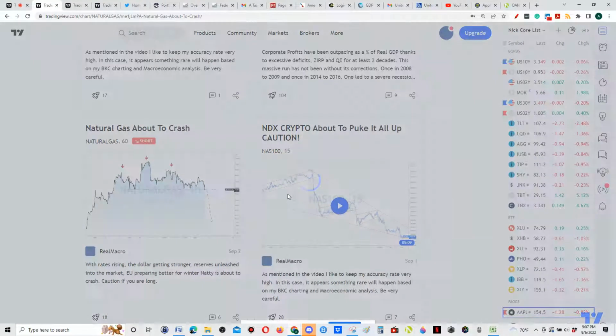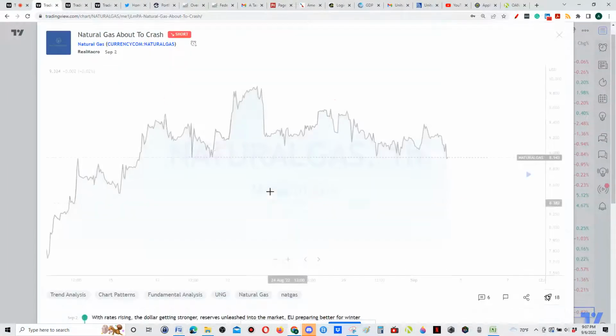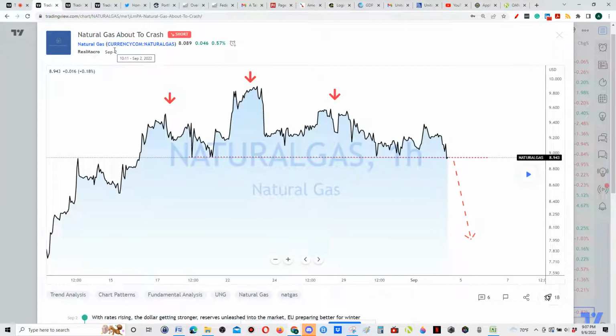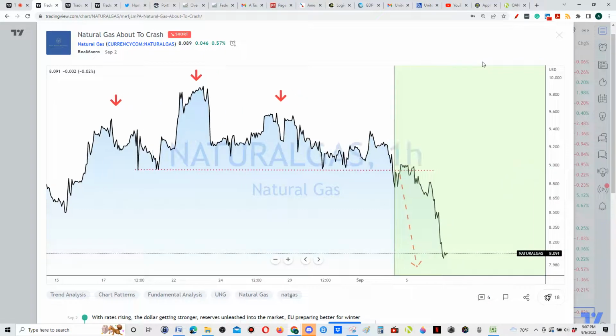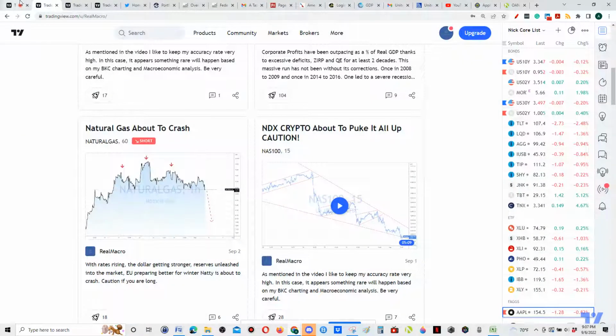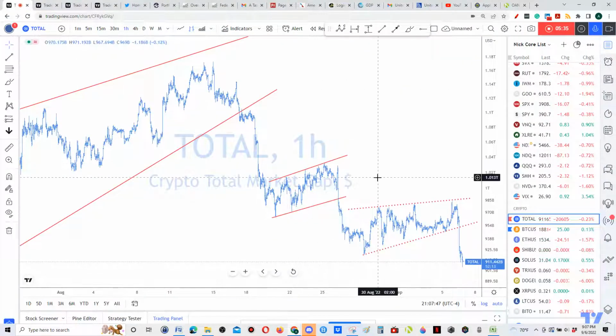Let's take a look here. Natural gas, published September 2nd: head and shoulders, very clear to see. Boom, there you go. It's like magic, right? Well, it's not just the charts, believe me. It's also the macroeconomics behind it.